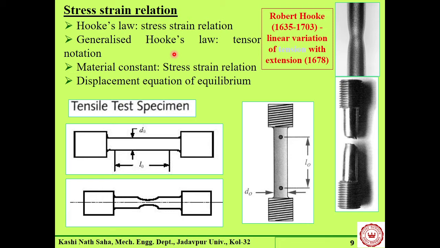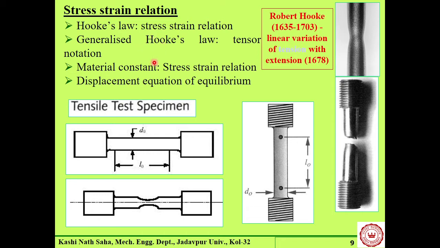So, the relation which describes this stress tensor with the strain tensor, that law is again named after Hooke. This is Hooke's law, but to distinguish it from a linear variation between unidirectional stress and strain, it is in general called the generalized Hooke's law. Okay, so this is what we use now, the generalized Hooke's law.